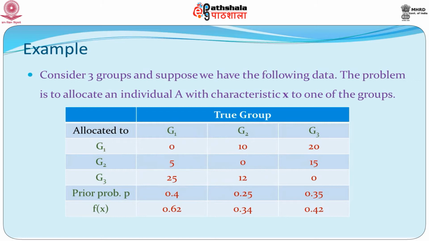Then we have the prior probabilities for each of the groups. An individual coming from the first group has a chance of 0.4, the probability of an individual coming from the second group is 0.25 and from the third is 0.35, and you can see that this sums up to 1. f(x) is the value of the ordinate at x. So, x is the characteristic of A, and the value that it takes in the first group is 0.62, in the second group it is 0.34, and in the third group it is 0.42. Of course, it will depend on what type of function f is.